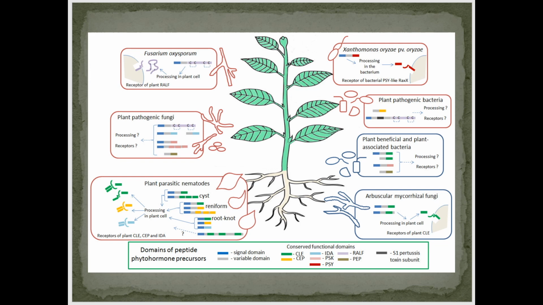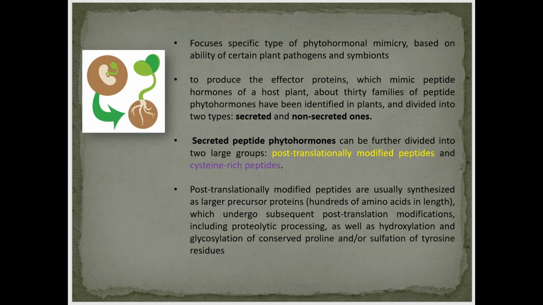The shoot tip, leaf tip, or root tip each focus on specific types of phytohormones. Some mimicry is based on the ability of certain plant pathogens and symbionts. Symbiont means both organisms benefit, producing some amount of hormones in root structures, for example vesicular arbuscular mycorrhiza, and producing effector proteins which mimic peptide hormones. In host plants, about 30 families of peptide phytohormones have been identified and divided into two types: secreted hormones and non-secreted hormones.